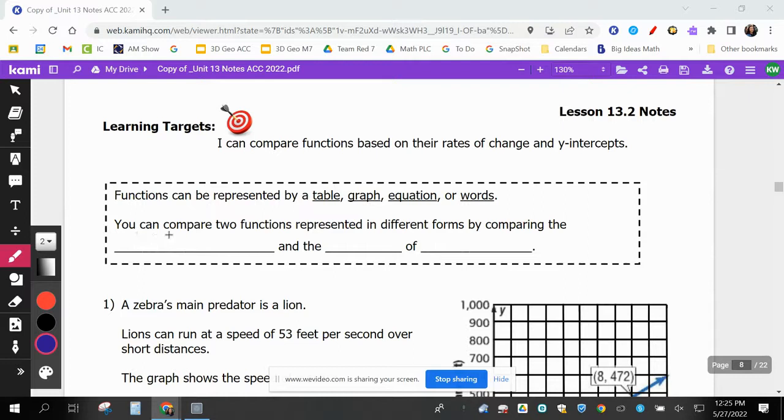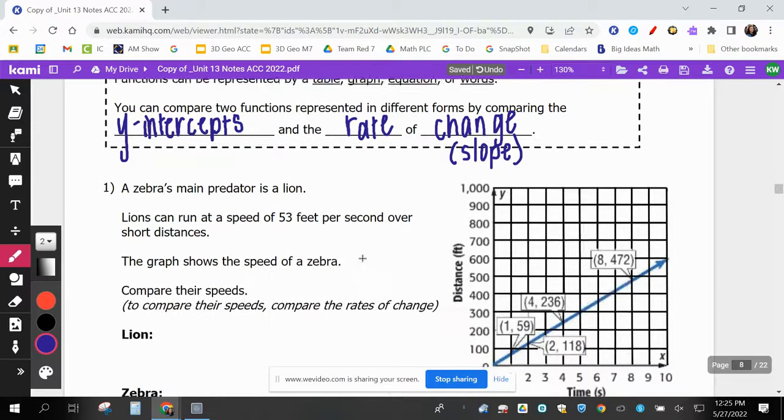You can compare two functions represented in different forms by comparing their y-intercepts and their rate of change, which you may also know as slope, which should be a familiar word from when we did linear equations. So let's take a look at an example.